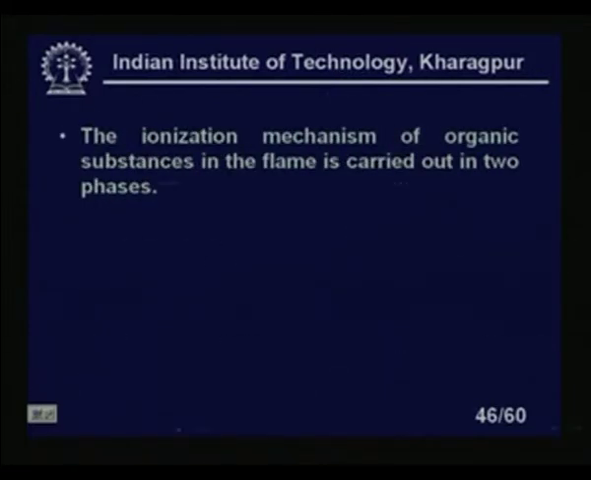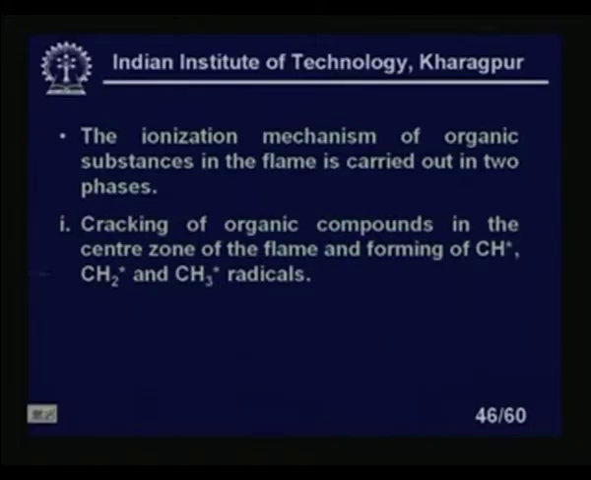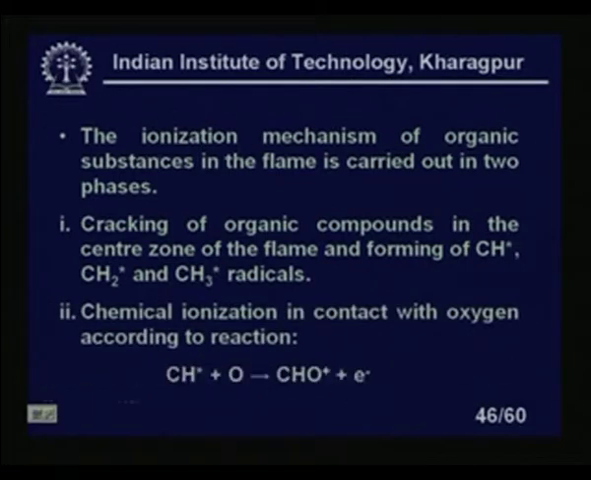The ionization mechanism of organic substances in the flame is carried out in two phases. Okay. What are the two phases? Let us look. The cracking of organic compounds in the center zone of the flame, forming CH, CH2 and CH3 radicals. Okay. By cracking these organic compounds in the center zone of the flame, we form this type of radicals. Then chemical ionization in contact with oxygen, according to the reaction CH radical plus O, which will give you CHO plus an electron, 1 electron.